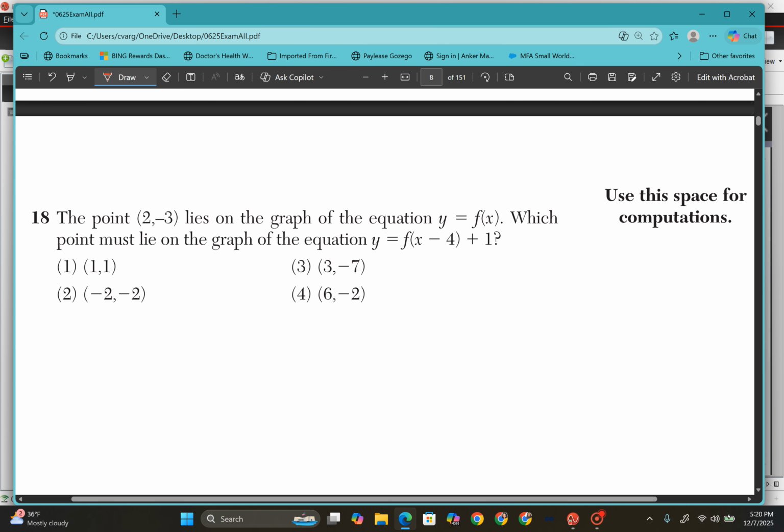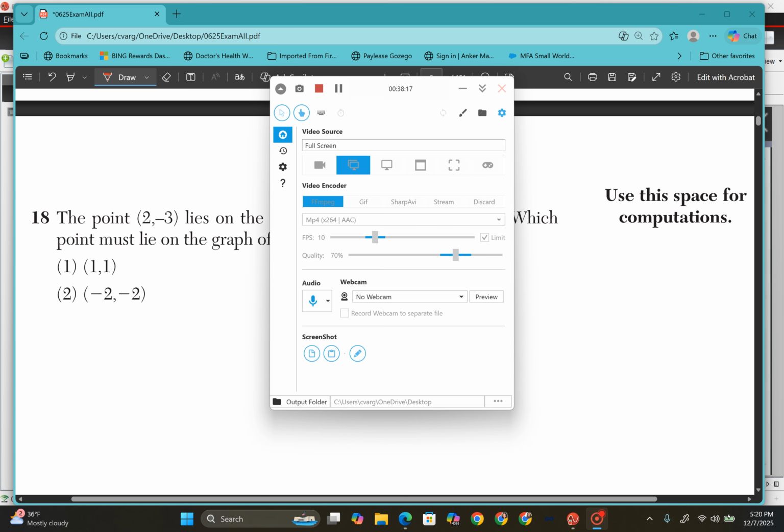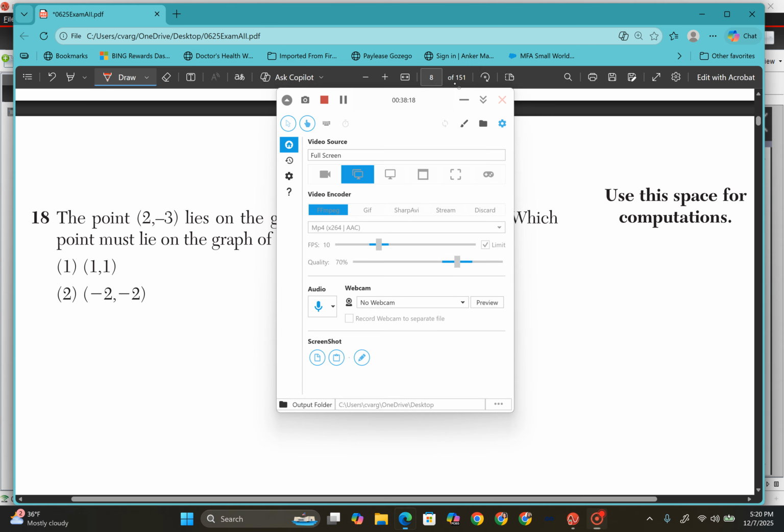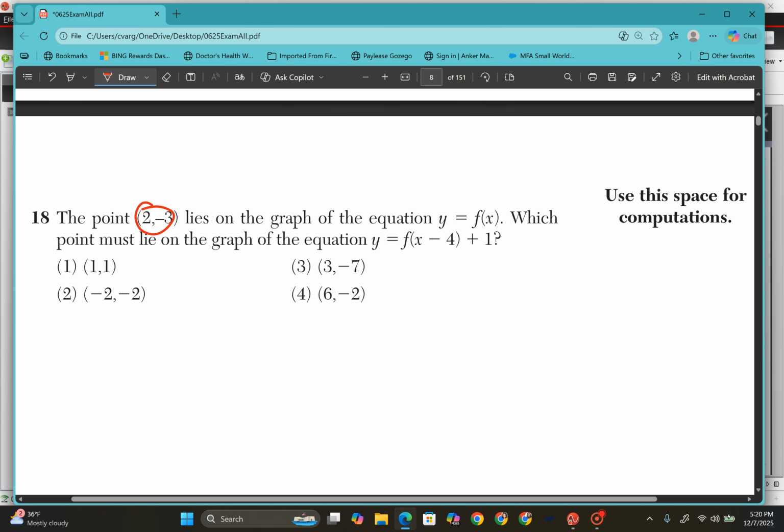So let's keep going. So for this one, we have not done this yet in Algebra 2. There is a lot of Algebra 1 here. So for this one, it tells us the point 2, -3 lies on the graph. So the first number is our X, the second number is our Y. And it's going to say which point must lie on the graph of the equation. And so what they did is they took our X value, and they subtracted 4 from it. So we're going to do that, right?